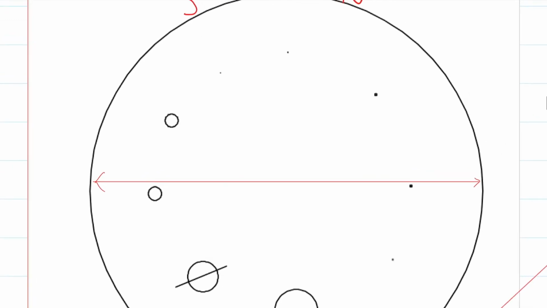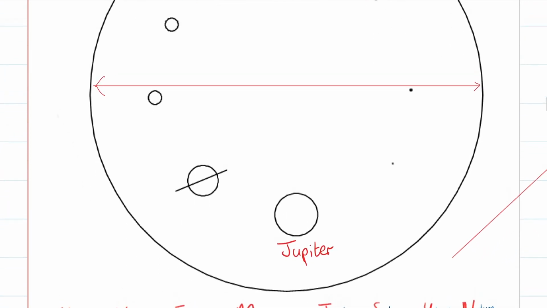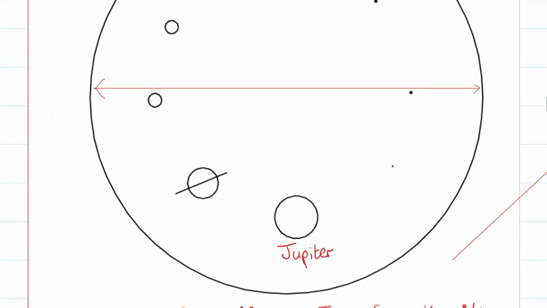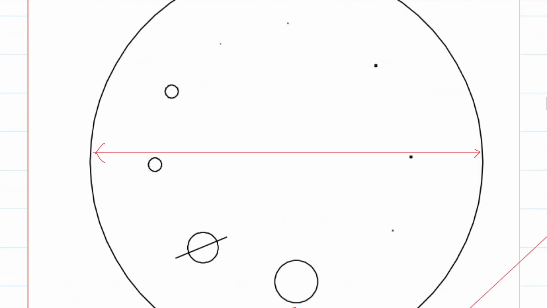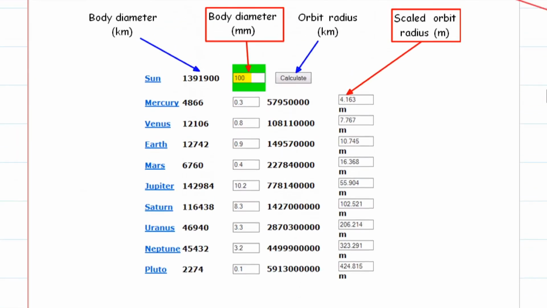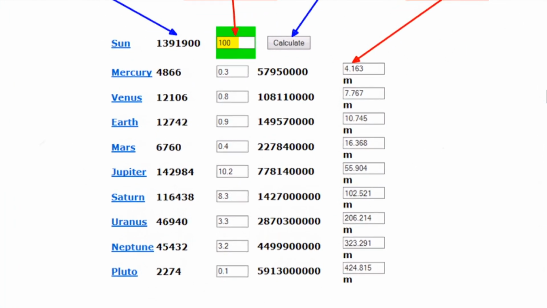And in a moment you're going to be labelling these different planets that have been located inside the Sun. And I've done one there at the bottom, Jupiter, the largest planet. I just picked the largest and easiest one.